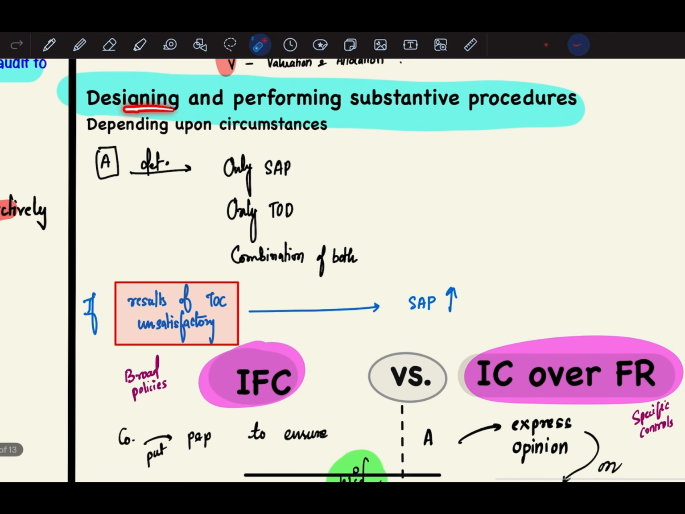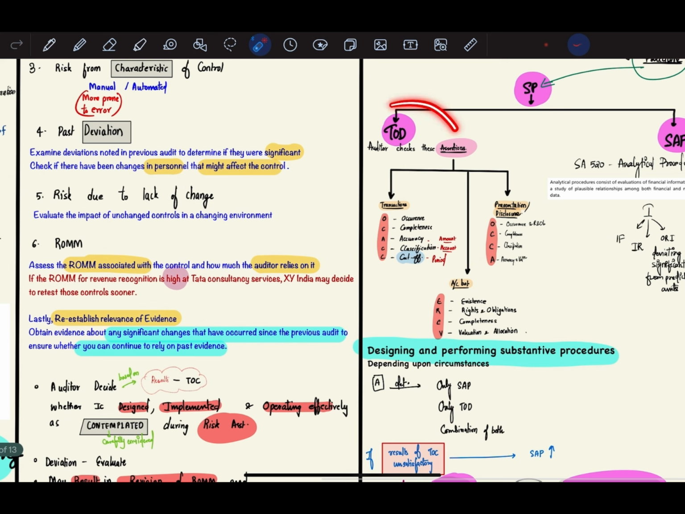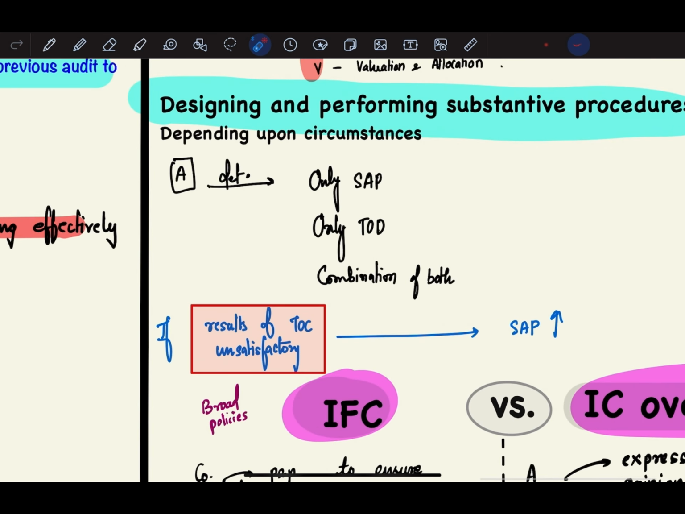So basically, while designing and performing substantive procedures, which include test of detail and substantive analytical procedures, the auditor will determine whether he needs to do only substantive analytical procedures or only test of details, or he needs to apply a combination of both. Only substantive analytical procedures, only test of details, or a combination of both.